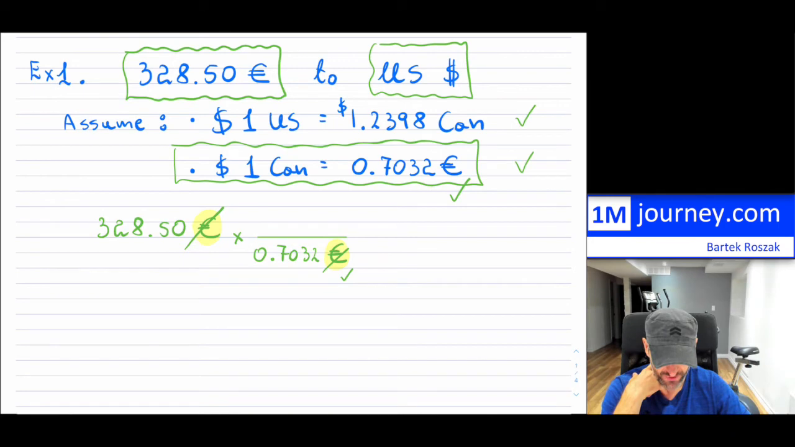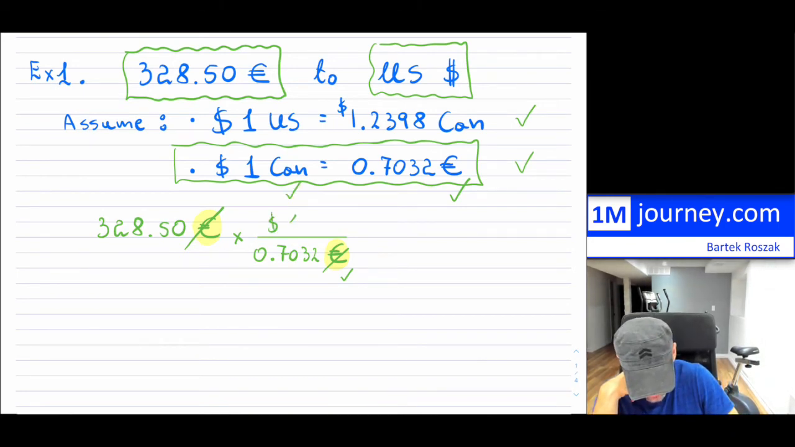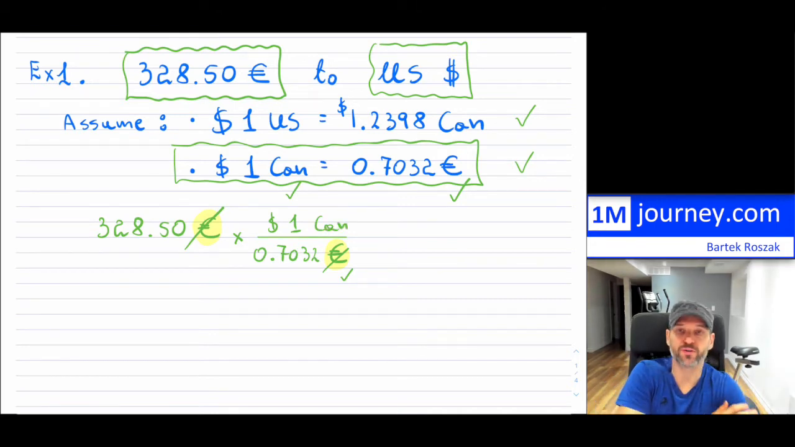So that's what I have there. And then this Canadian dollar is going to go on top. So this is going to be 1 Canadian dollar. So this conversion would have converted euros to Canadian dollars. So notice that's the only unit that you would have left. And I can find out what that is by multiplying 328.50 times 1 and then dividing by 0.7032. Now, that's not what I want. What I want is I want to change it to US dollars.